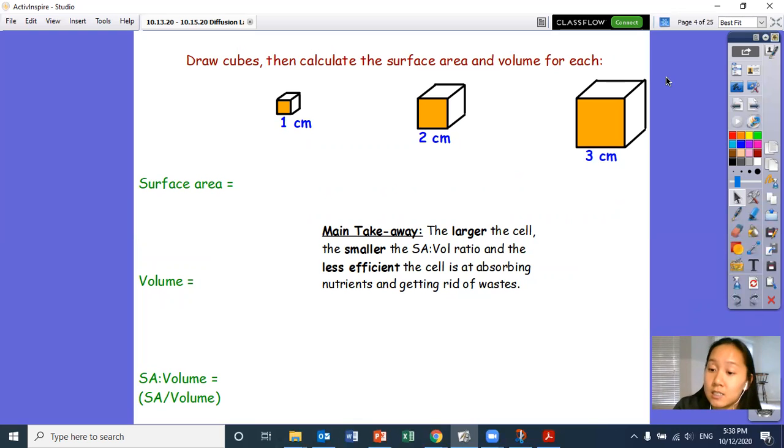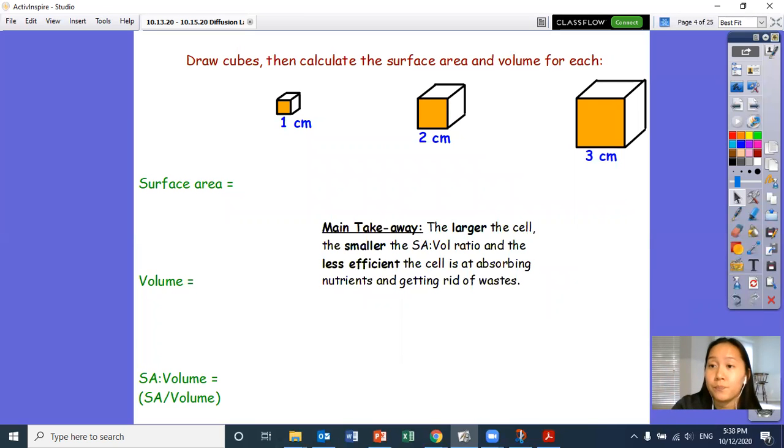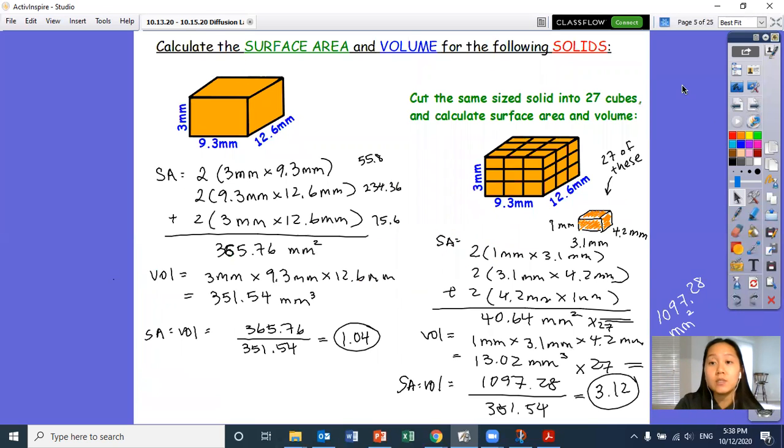And then a cell isn't going to continue growing anymore if its surface area to volume ratio is too small. We also did these calculations. So some of y'all did these correctly and some of y'all completely missed the point, which is okay because we're going to go over it, but it would have been nice if you had gotten it.